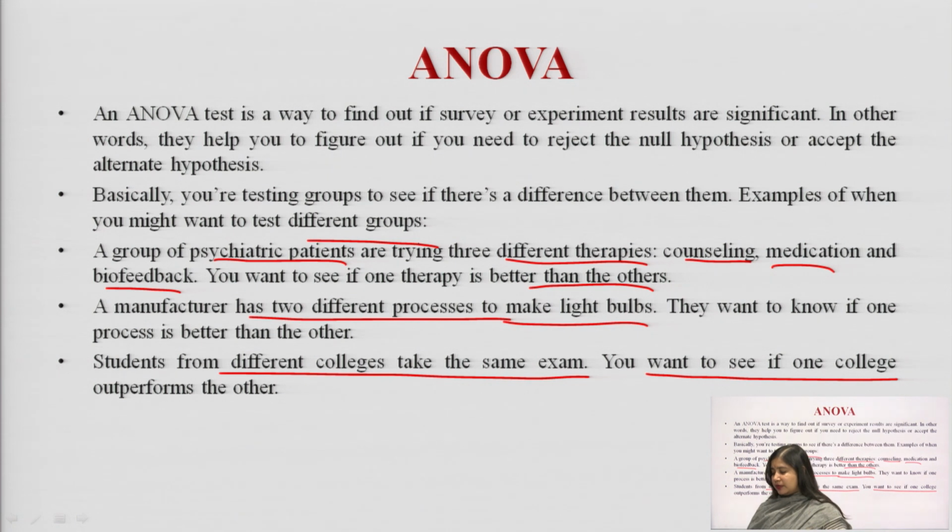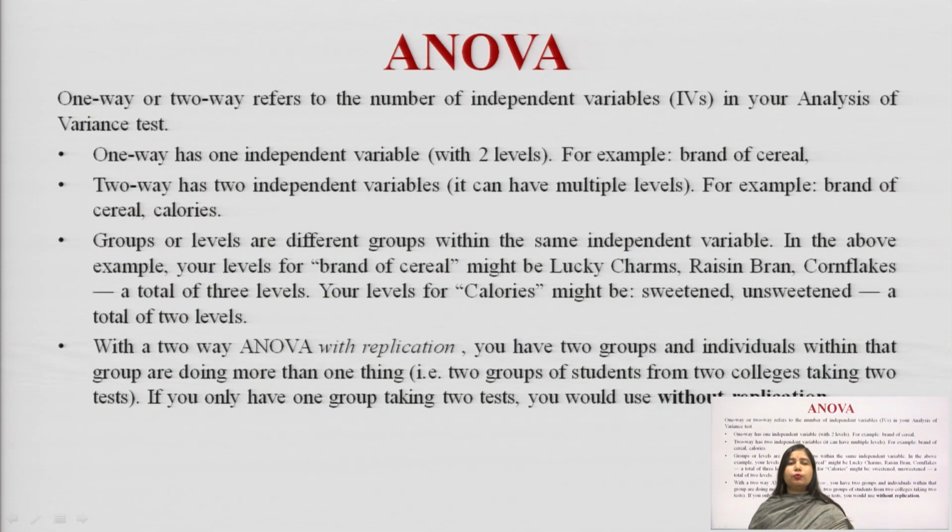So, ANOVA is basically testing to see the difference between them, meaning how one group is different from the other. And one way or two way refers to the number of independent variables. There is a one way ANOVA and a two way ANOVA. So, one way and two way basically show the number of independent variables in our analysis of variance test. The one way has one independent variable with two levels, for example, brand of the cereal.